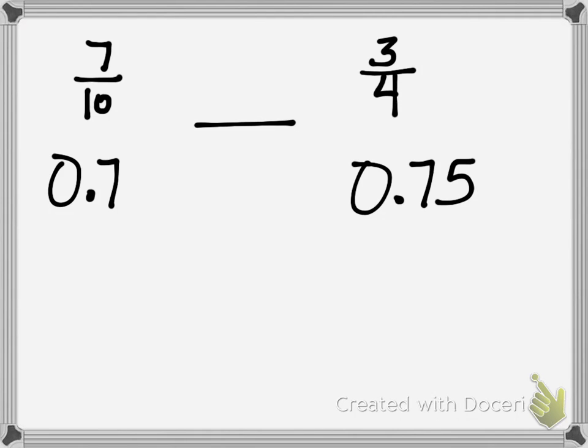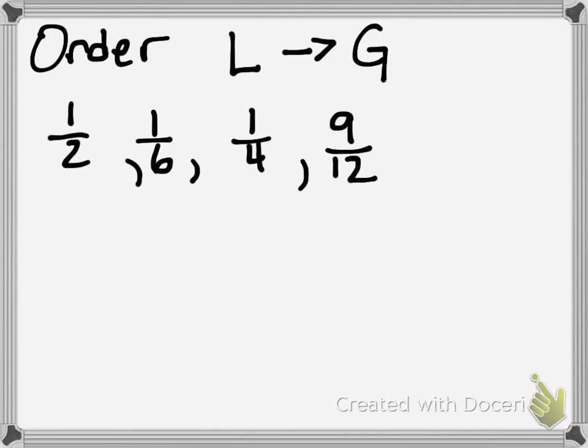Now, just to make this easier, you are allowed to add a 0 in here after the last decimal place, and that doesn't change the value. And now we're looking at 2 decimal places compared to 2 decimal places, and 75 is bigger than 70, so I will say that 3/4 is larger than 7/10.